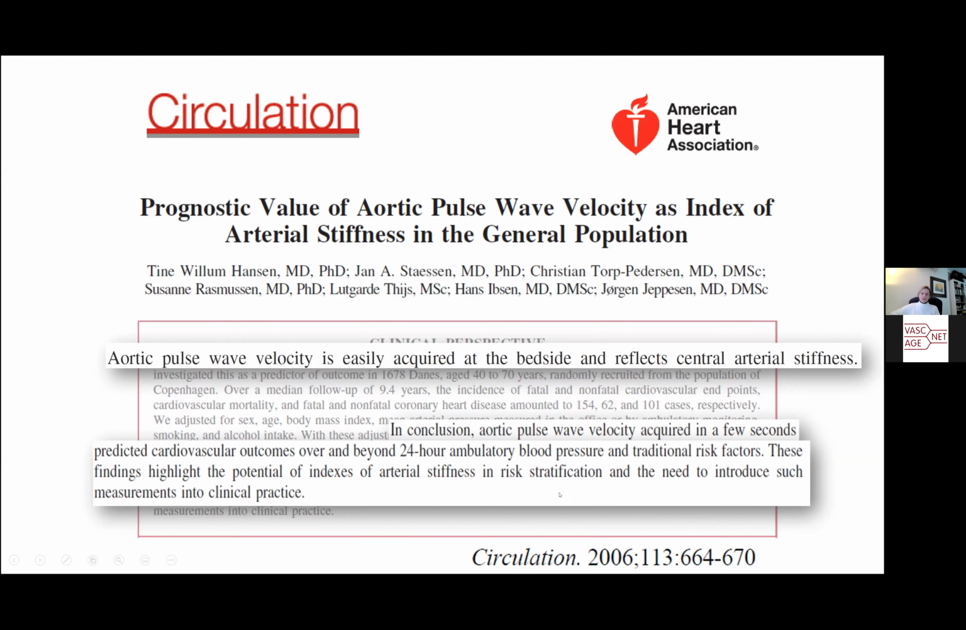So it brings significant value on top of the gold standard blood pressure measurement of 24 hours and traditional risk factors. And this was highlighted by the authors already in 2006, that it may be an important actor in risk stratification and also in measurements into clinical practice. That was almost 20 years, 15 years ago. And now we need to ask ourselves, nothing has really changed dramatically there, and why that is the case.